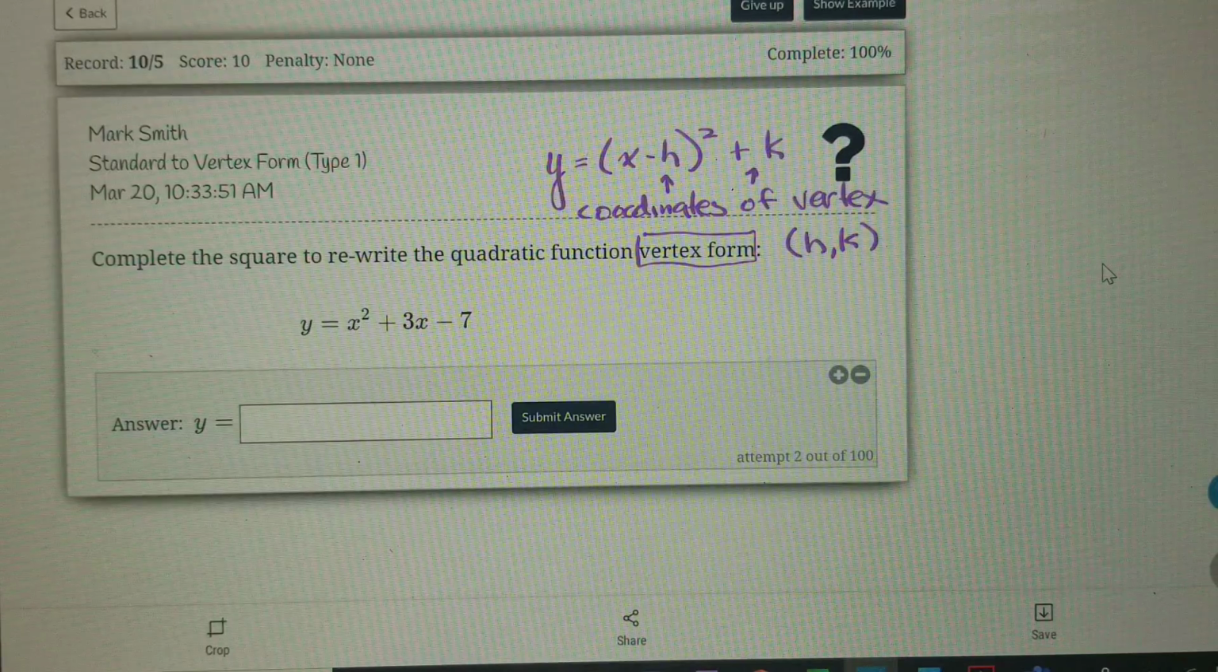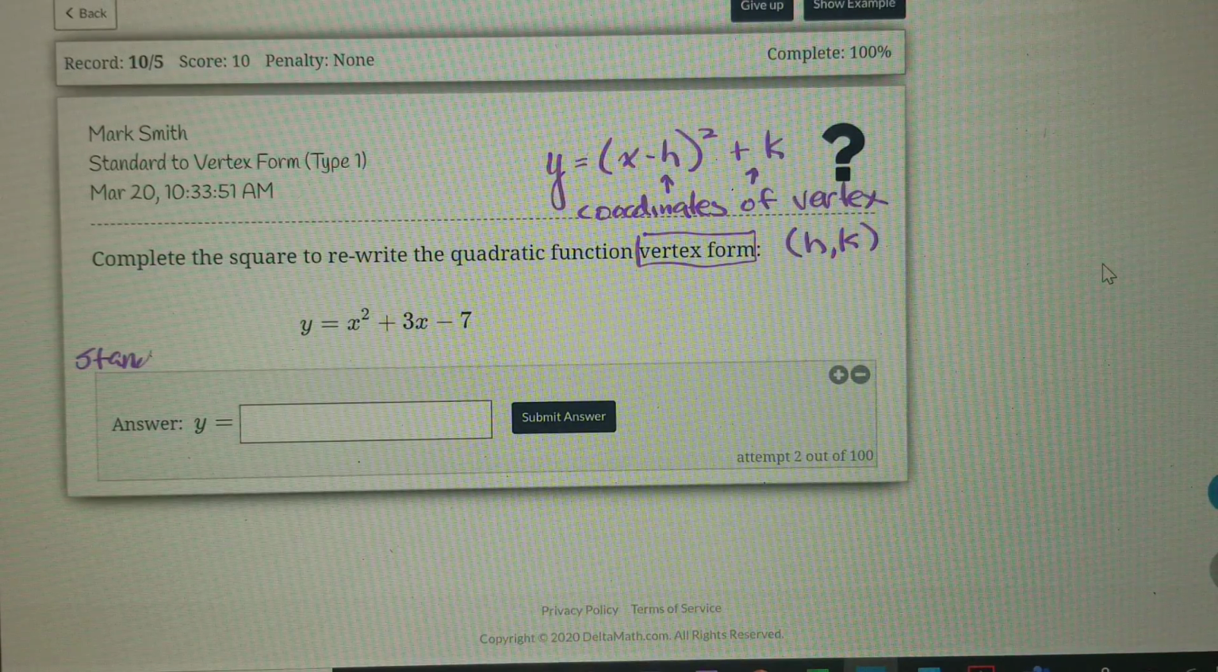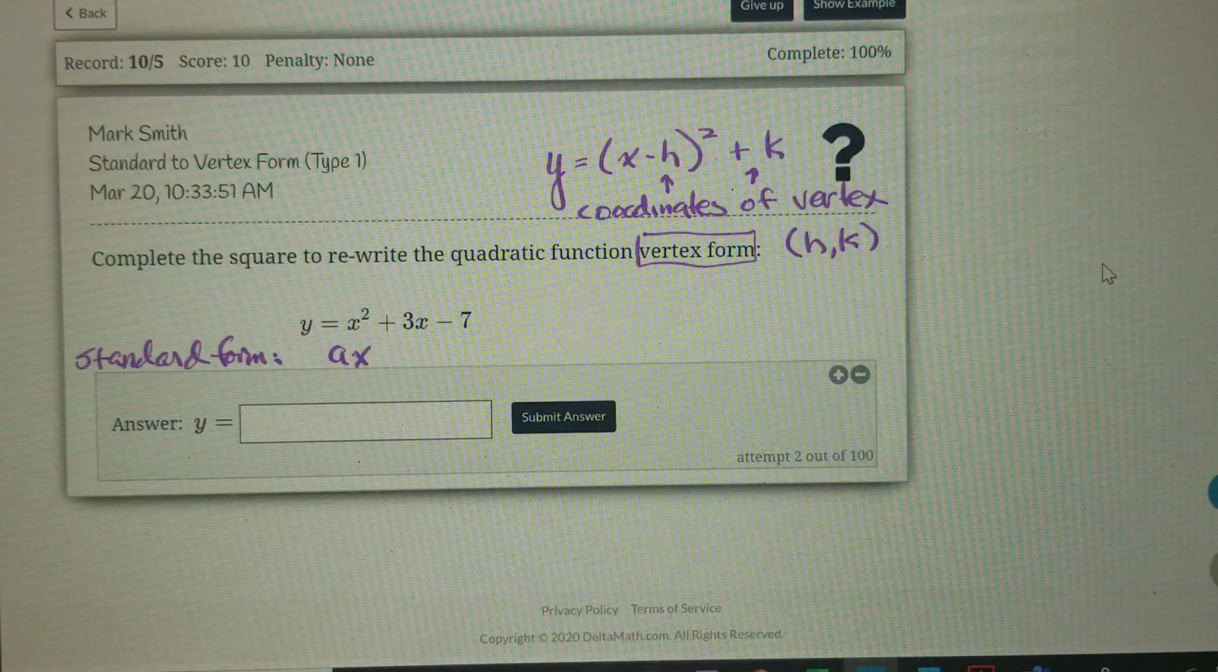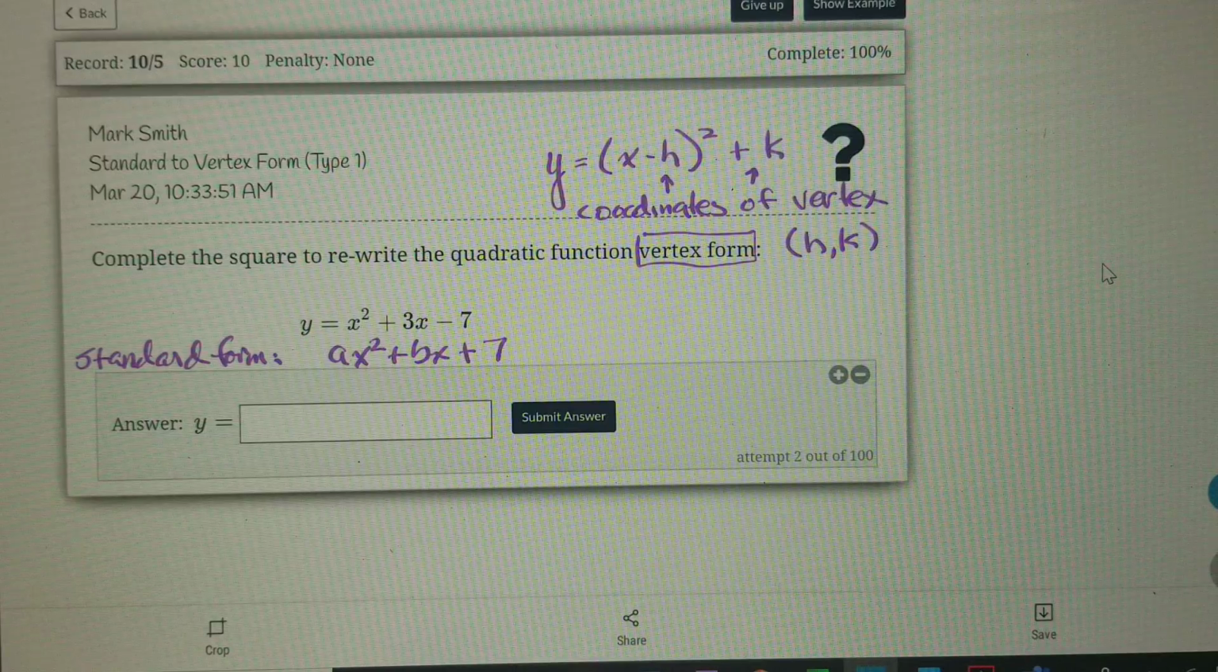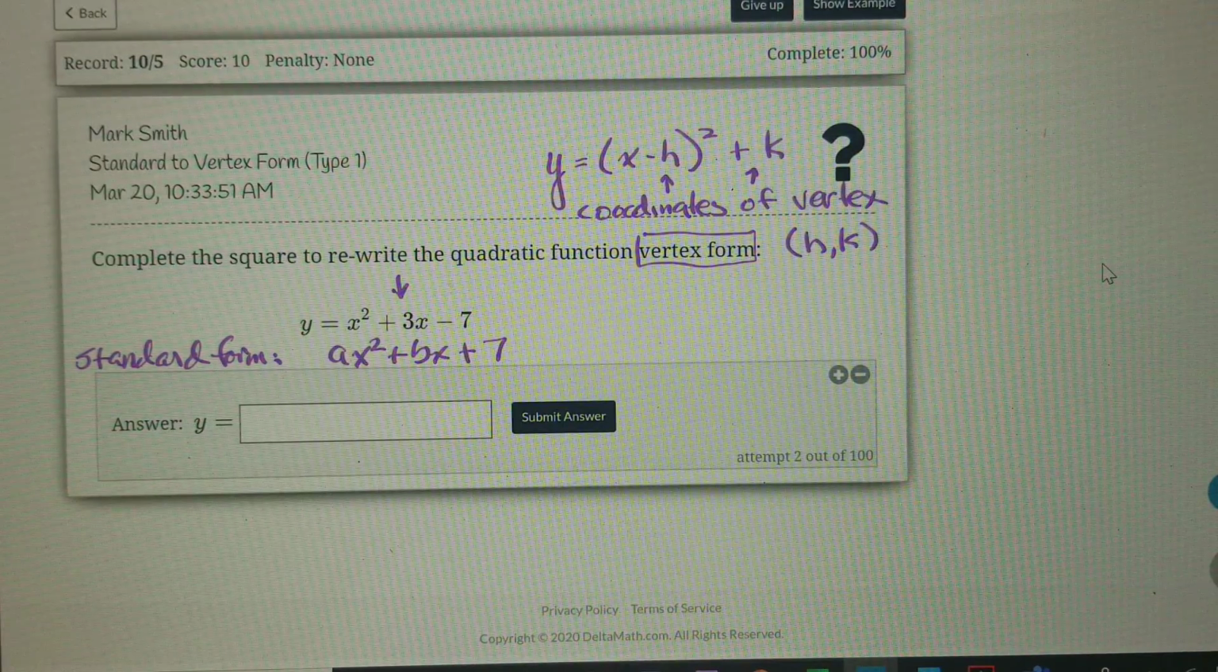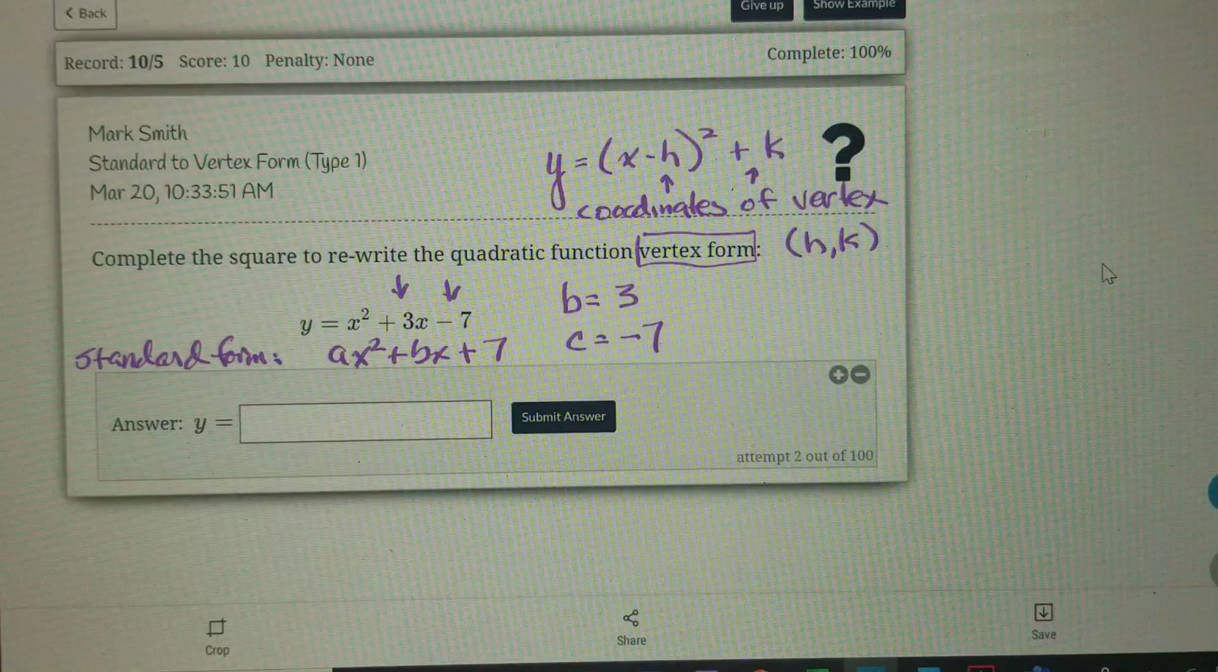All right. We also need to remember what our standard form is, because we're changing from standard form to vertex form, and our standard form is ax squared plus bx plus c. So in our work here, we're going to need to use these two values, the b value and the c value. In our case, b is equal to 3 and c is equal to -7. So we have two steps here.